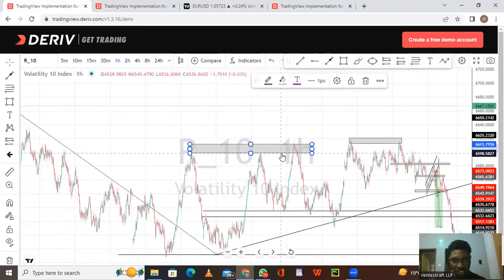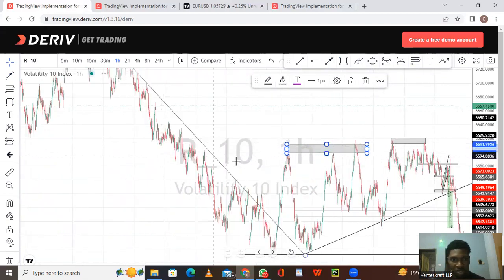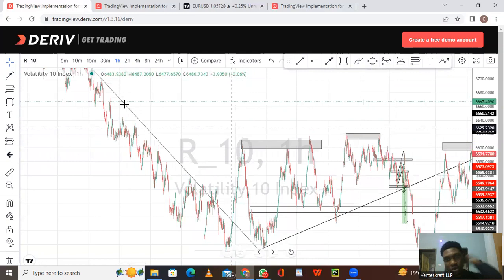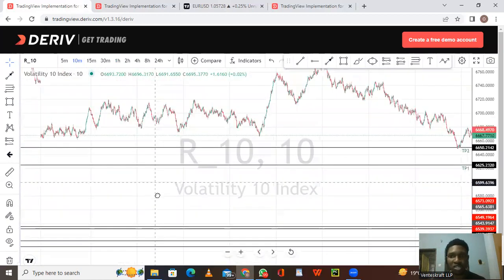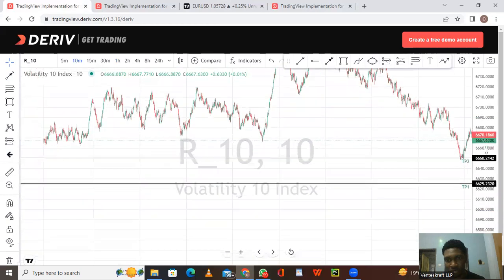So this is another triple top. Okay, this is a trend line. So all of this, let me go to the 5 minutes to see if we can actually find any of those things, probably the flag or the double top.